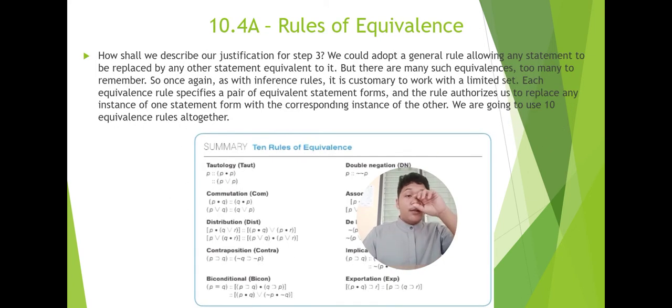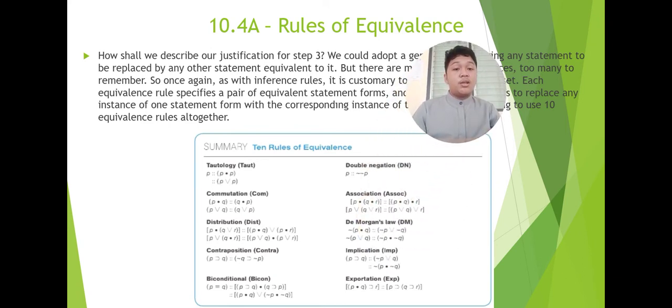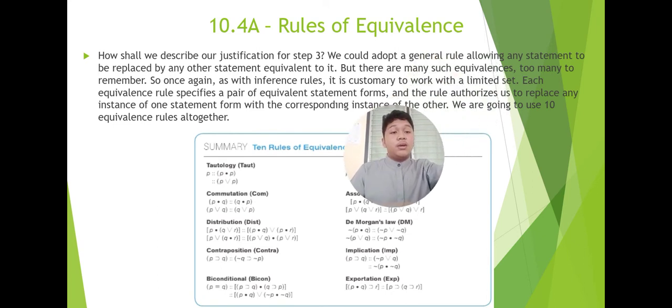Okay, so 10.4a, the rules of equivalence. In the rules of equivalence, we have these 10 rules: tautology, commutation, distribution, contraposition, biconditional, double negation, association, De Morgan's law, implication, and exportation. It is customary to work with a limited set, because each equivalence rule specifies a pair of equivalent statement forms, and the rule authorizes us to replace any instance of one statement form with the corresponding instance of the other.